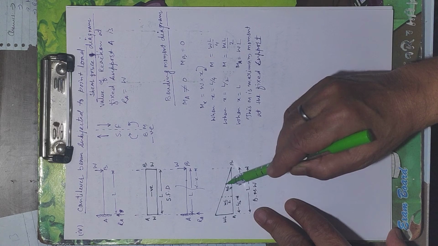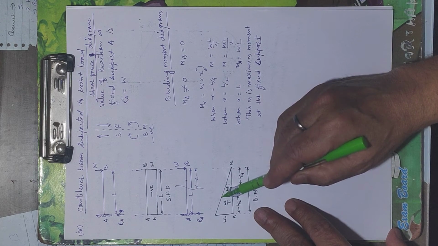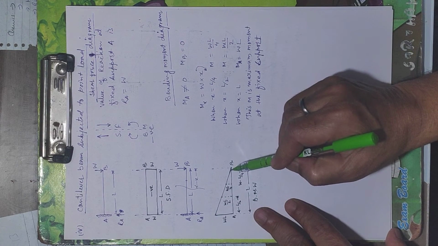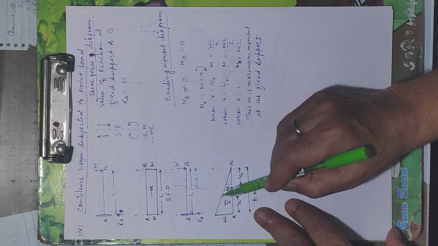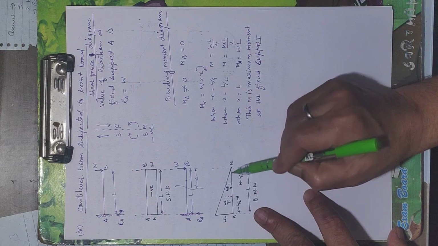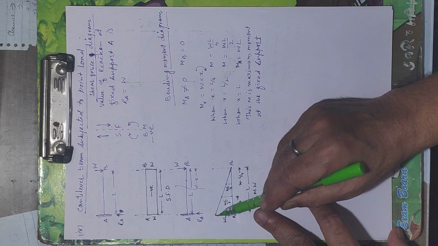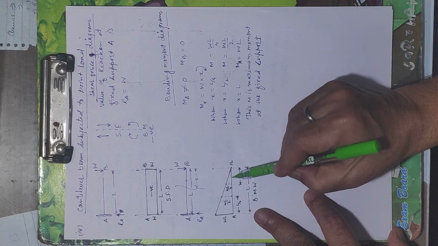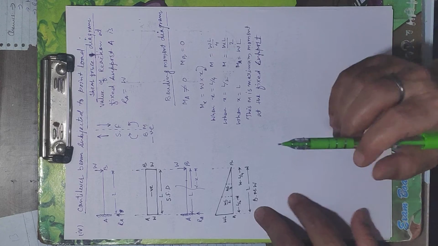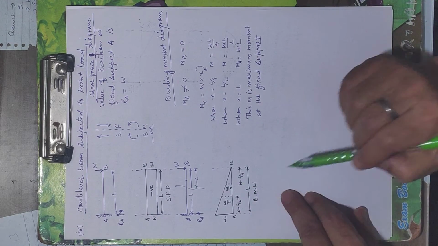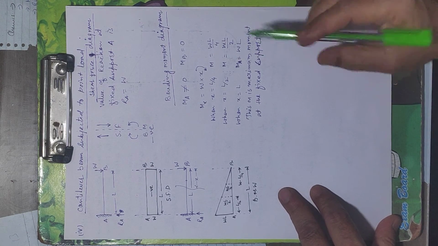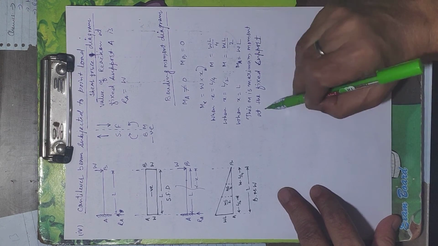So we take the points here, WL by 4, then here WL by 2, and then here WL, and when we join these points, the line will go upward like this, and this is the bending moment diagram, a triangular section. M is the maximum bending moment, the maximum moment at the fixed support.